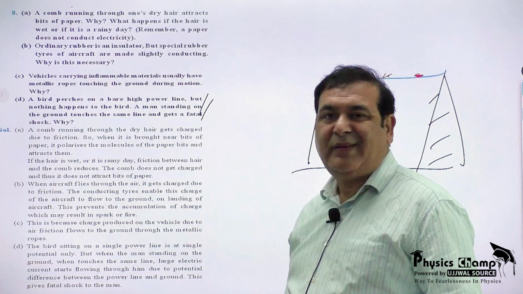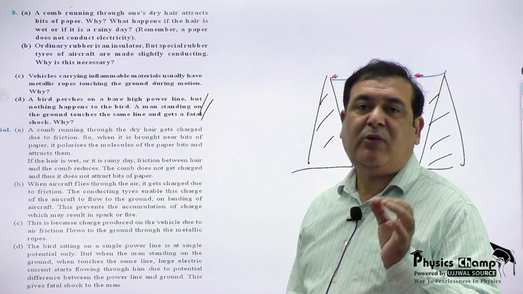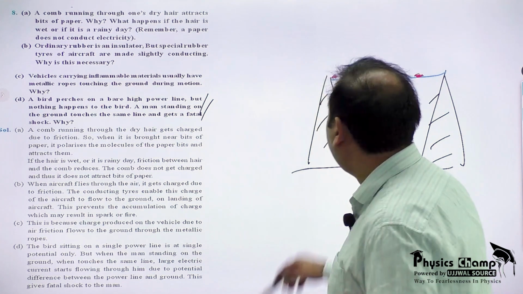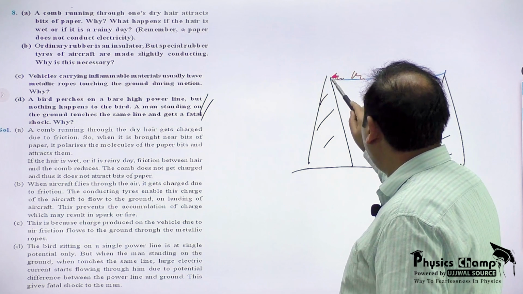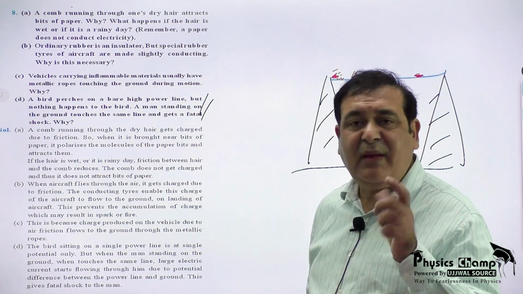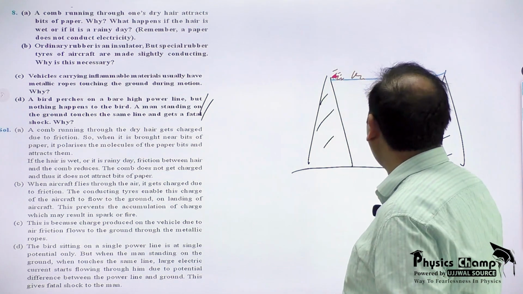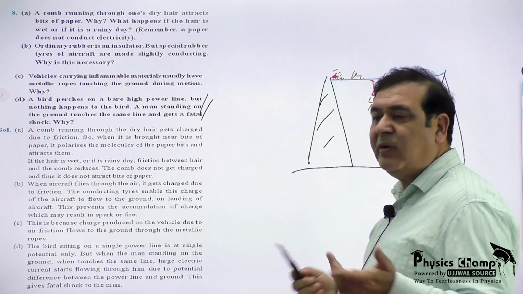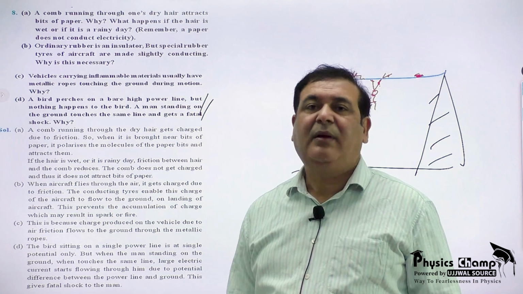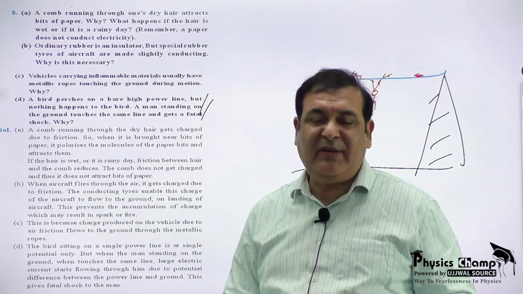The reason is that current flows from high potential to low potential. If two points are at the same potential, there is no flow of charge. So these birds sitting on the line have their whole body at the same potential, so there is no flow of charge through them. Similarly, if a monkey is hanging from it or sitting on it, it may not get a shock, because there is no potential difference in any part of its body. The whole body is at the same potential.